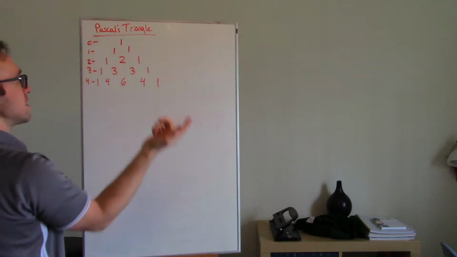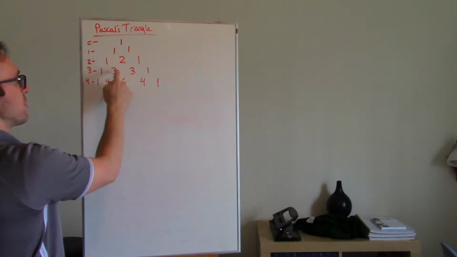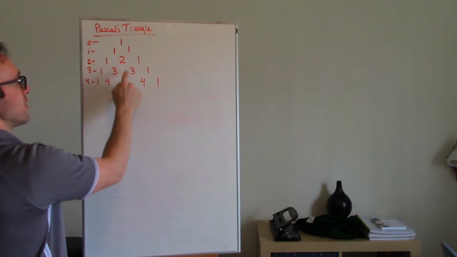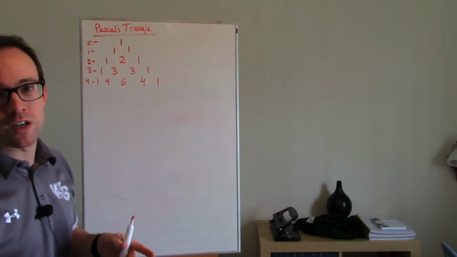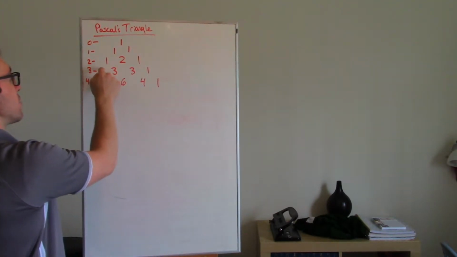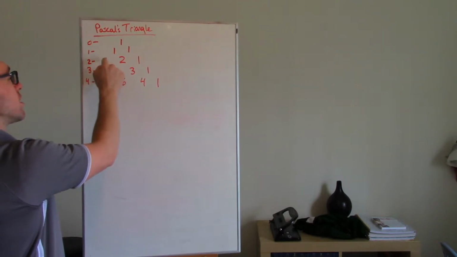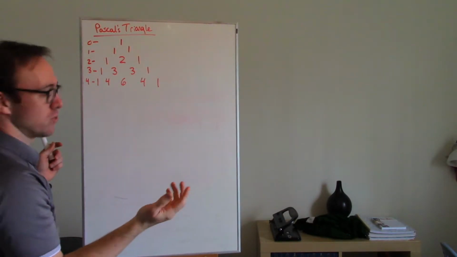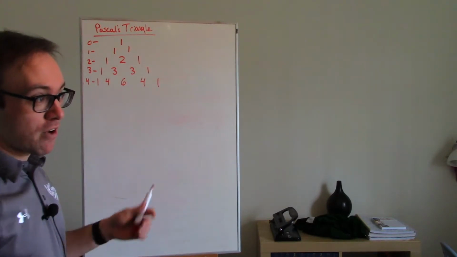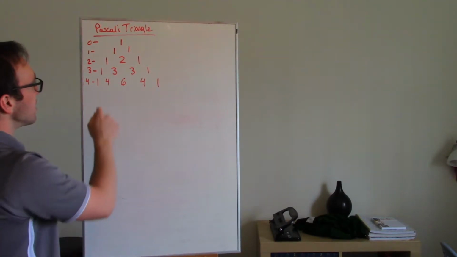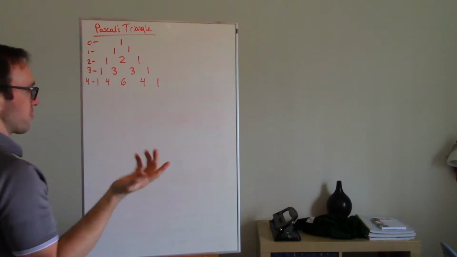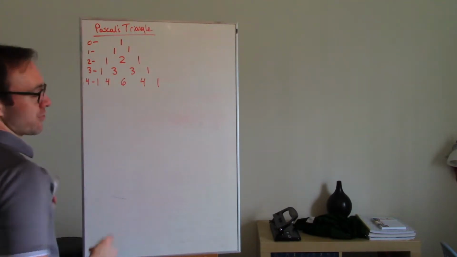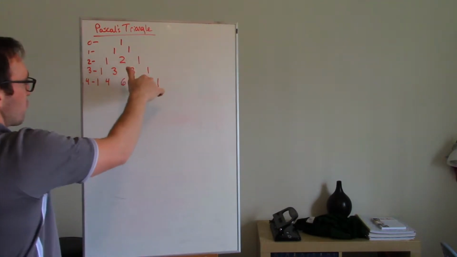So 1, 1, 1, and then 1, because there's only 1 above it, 2, because there's 2 ones above it, and then 1, because there's only 1 above it. Then with that next line, 1, 3, because there's a 2 and 1, 3, because there's a 2 and 1, and then 1. And then finally the last one that we just wrote up, 1, and then 4, because there's a 3 and 1, 6, because it's under 2 3s, another 4, and 1.